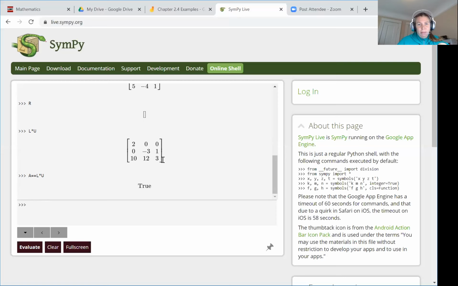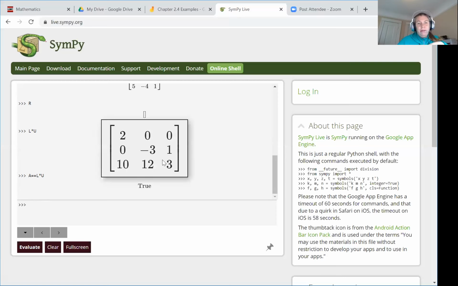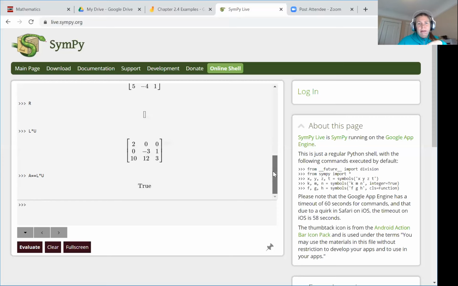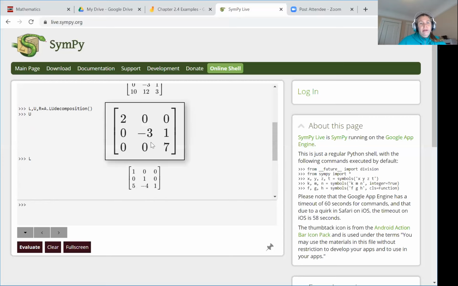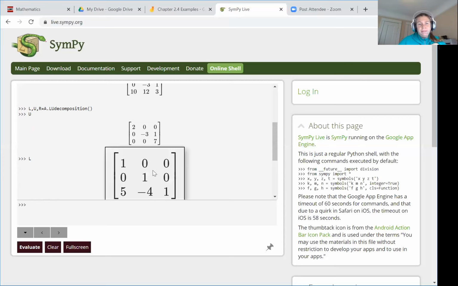Let's see if I can copy and paste it. I don't think I can copy and paste it. So you can see it here. And then you could break down, here they are, L and U in your solutions.